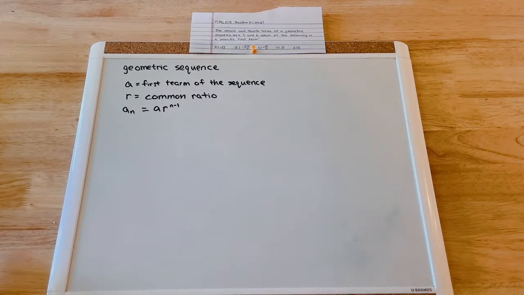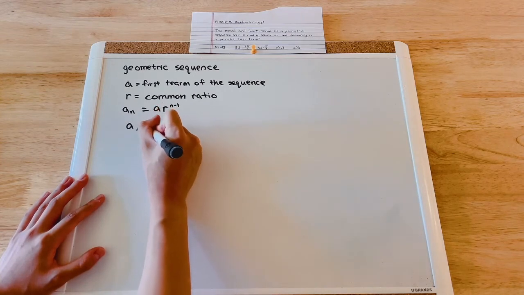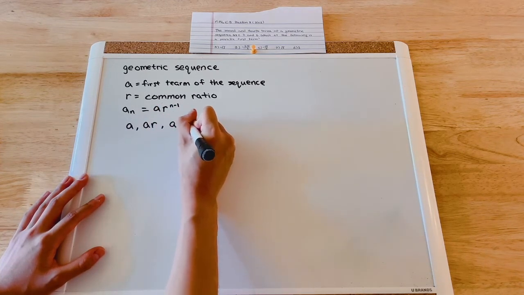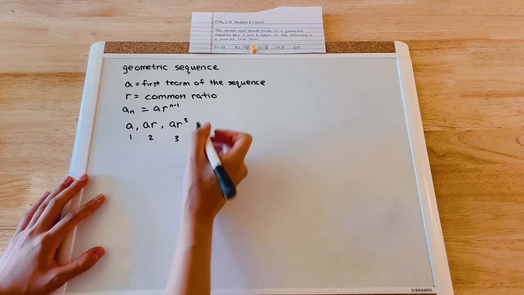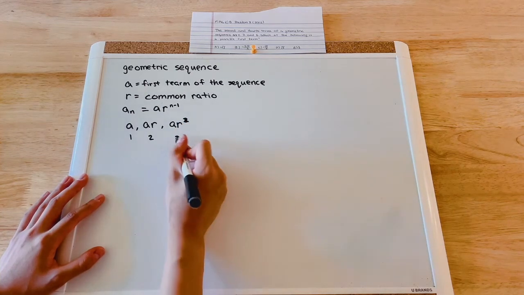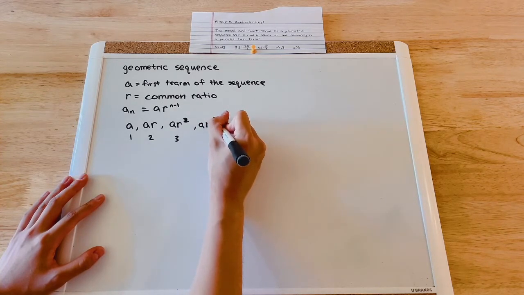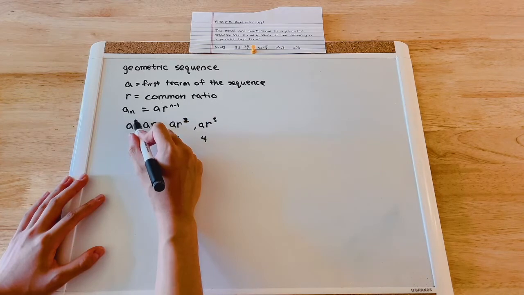Why is that? Because if A is the first number, then the second one would be A times R, and then the third would be A times R squared. This is the first term, the second term, the third term. See, the third term is A R squared, and then the fourth term is A R to the third power. So the exponent is one behind, because the first term is A times R to the 0th power, which is A.